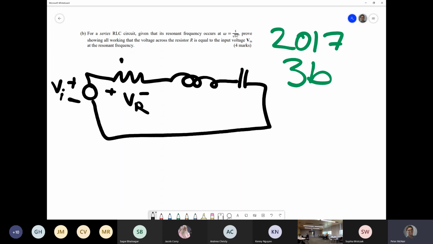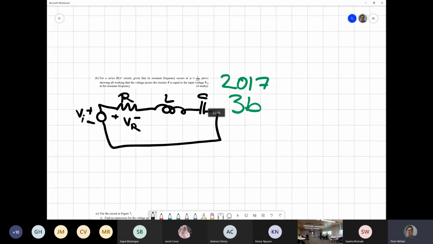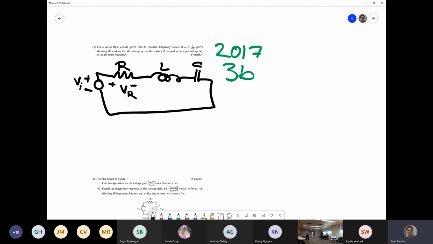So who has any ideas how we might start this sort of question on resonance? Any takers? So what are we looking at here? I guess let's also say that there's a current flowing through it. Anyone online got any ideas? Eric says impedance. Impedance, yeah. So let's have a look at the impedance, or a relationship for the current and voltage. Exactly right.